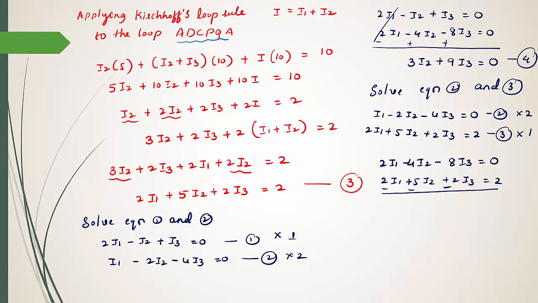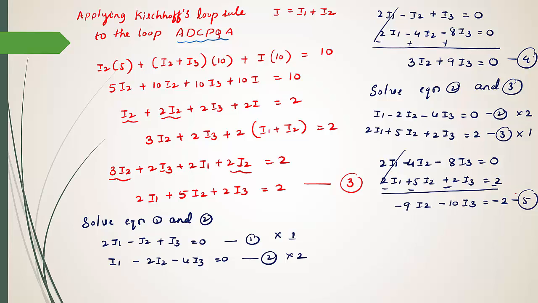Minus, minus, minus. 2I1 will get cancelled. So minus 4 minus 5 will be minus 9I2. Minus 8 minus 2 will be minus 10I3 is equal to, this will be minus 2. Let us take it as equation number 5. So we solved equation 1 and 2, 2 and 3.